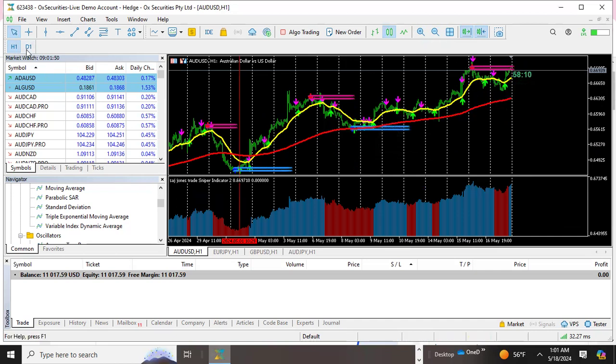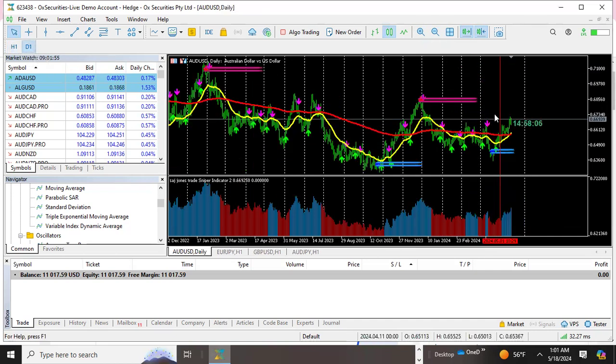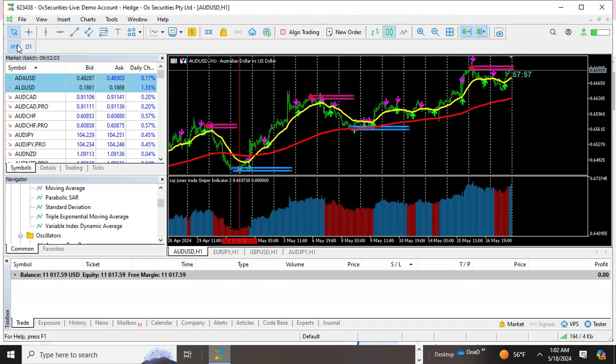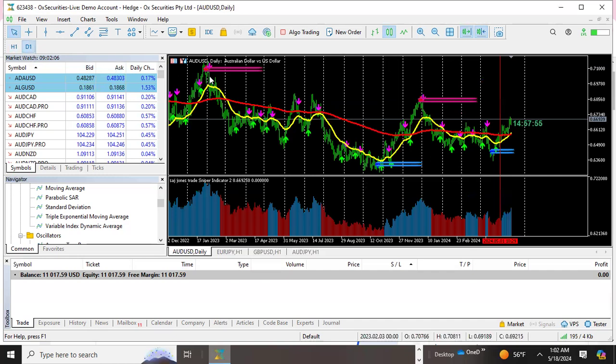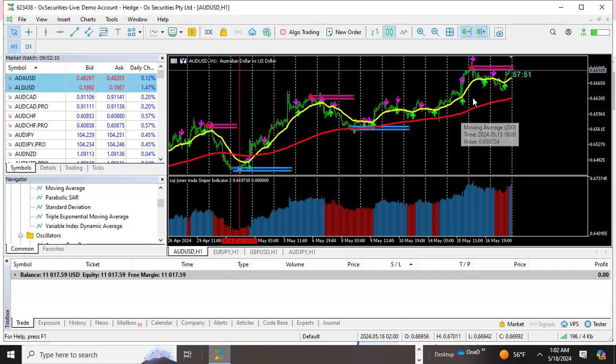But I wouldn't take any sells in this market at all, because the daily time frame right now is on support. So it makes no sense to trade against the daily time frame. Right now, daily on AUD USD is in an uptrend. So we drop down to the hour, and we would only be looking to take buys on the hour time frame. With that said, that is the strategy.